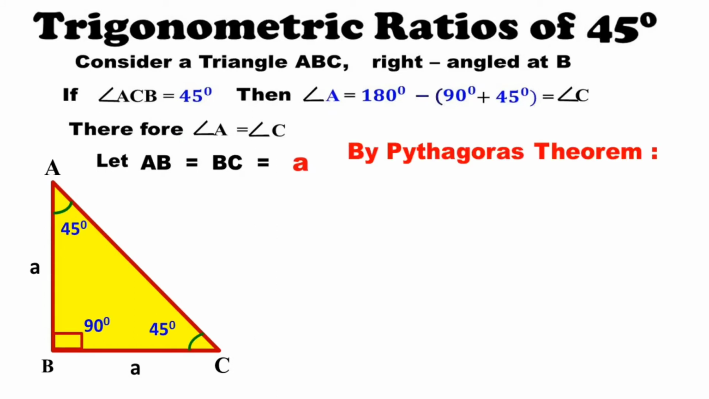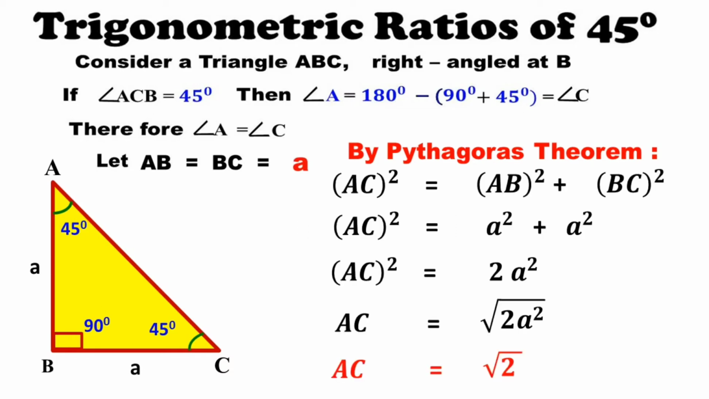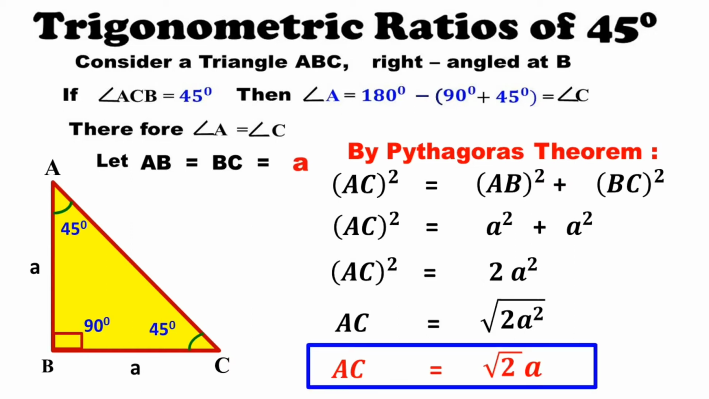So we have to find the missing side by using Pythagoras theorem. AC square is equal to AB square plus BC square. Substitute the value for AB and BC. Then you will get 2a square. Shift the square to that side. Then you will get root 2a square. So the AC is root 2a. The missing side is root 2a.